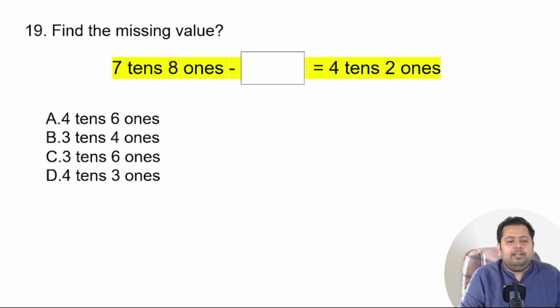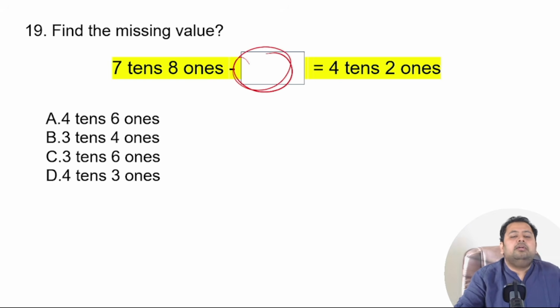Find the missing value, right? So it's saying 7 tens, 8 ones minus what would give you 4 tens and 2 ones. You have to find this particular number.